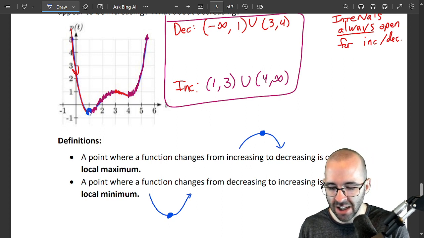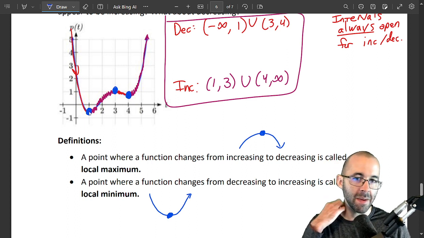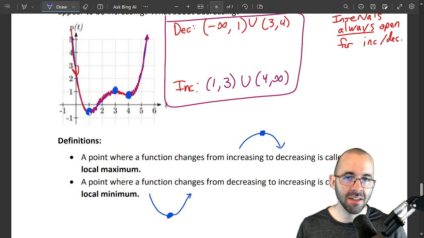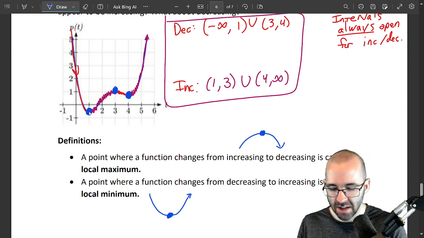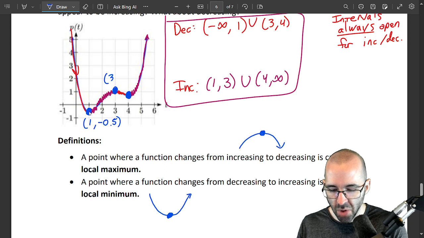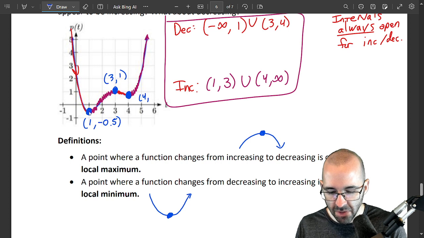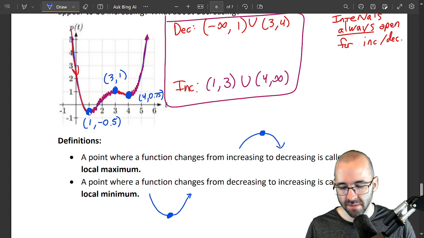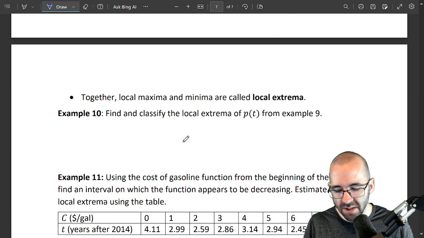Again, we go from decreasing to increasing here. That's a local minimum. Increasing to decreasing here. That's a local max. Decreasing to increasing here. That's a local minimum. So we have 2 local minima, 1 local maximum. So this is the point, maybe it's a point 1 comma, I don't know, about -0.5. Estimate. This is the point 3 comma 1. This is the point 4 comma, I don't know, 0.75 or something. Estimate. And we'll use that as our answer.